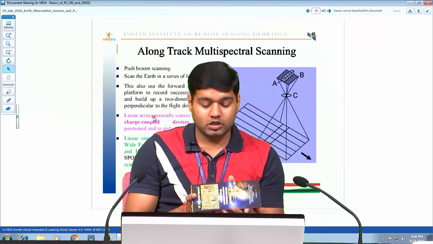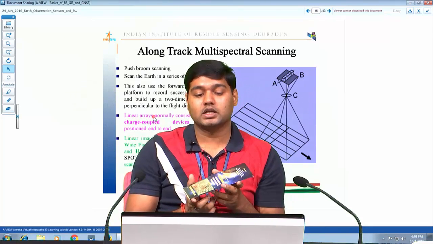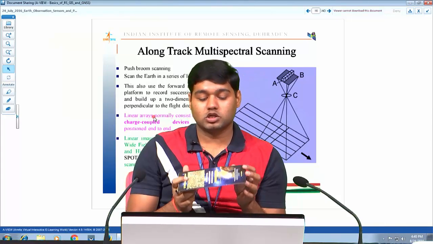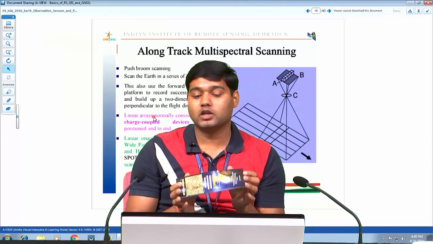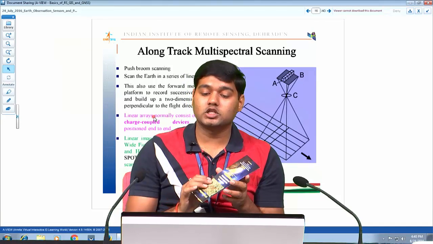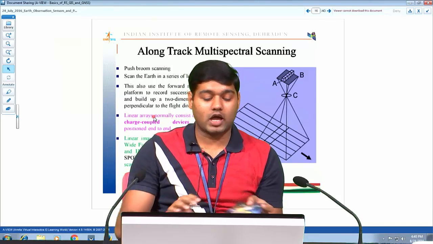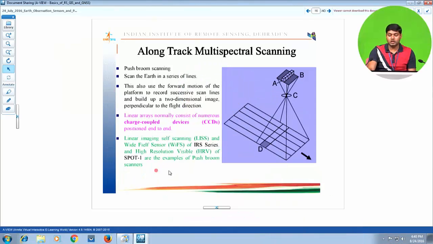But the disadvantage of this along track scanner is what? Cross calibration of thousands of detectors is very difficult, because in the across track scanner you have a single detector. So cross calibration you can do very easily using the across track multispectral scanner.